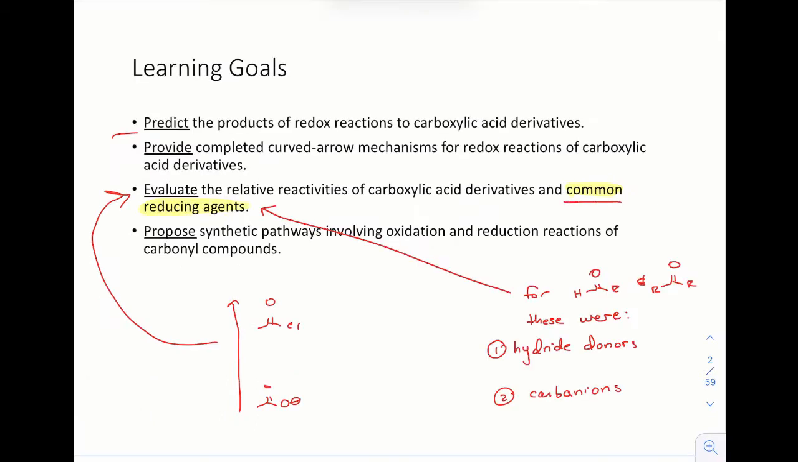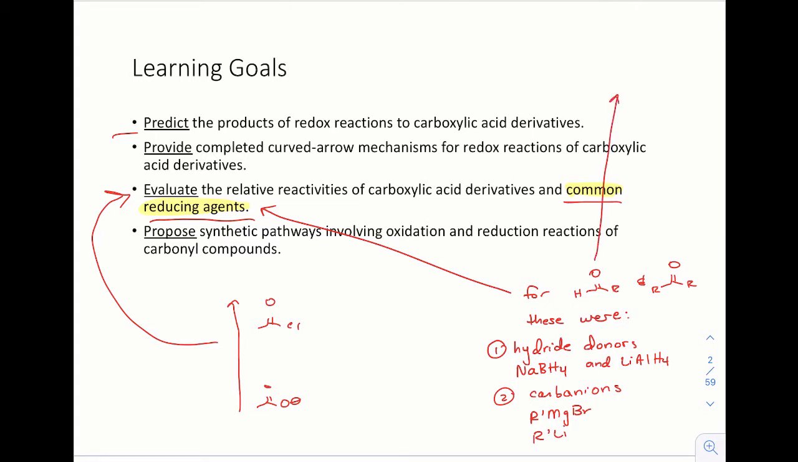Thinking about common reducing agents, for aldehydes and ketones, these were hydride donors and carbanions. The hydride donors we encountered were sodium borohydride and lithium aluminum hydride. The carbanions that we encountered were Grignard reagents and organolithium reagents. Organocuprates did not react with aldehydes and ketones.